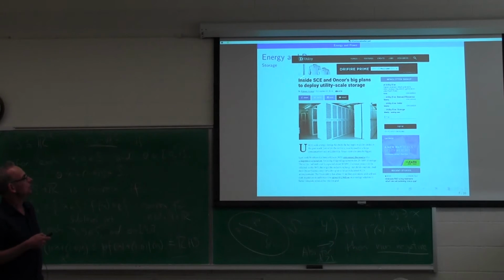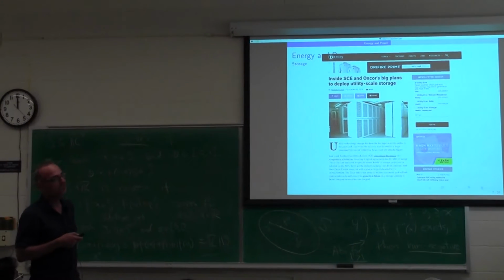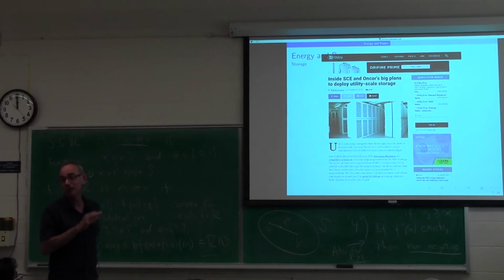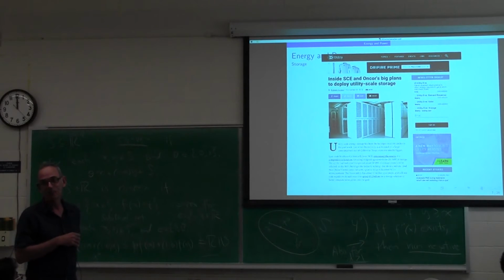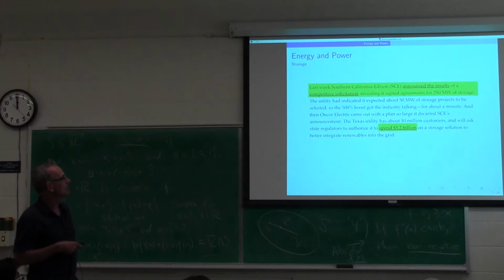But here was an example where they were trying to get people excited. It's a serious blog, but they were talking about Southern California Edison and other companies' plans for utility scale storage. You can't read this very well, so I highlighted it. Luckily, I expanded it. I don't know what's going on with the projector. But look at this, 250 megawatts of storage. And it's going to cost $5 billion.